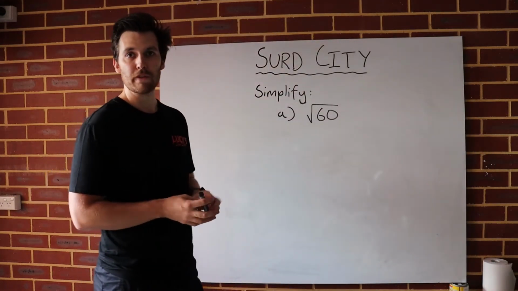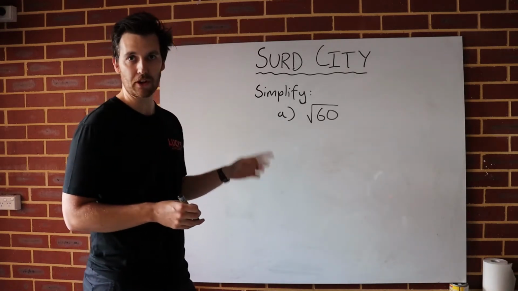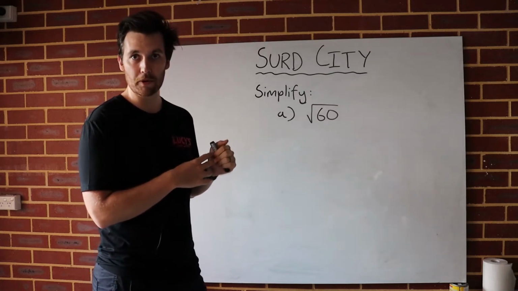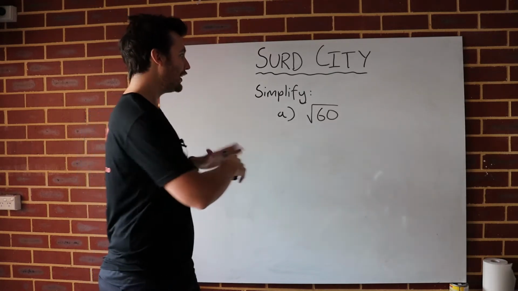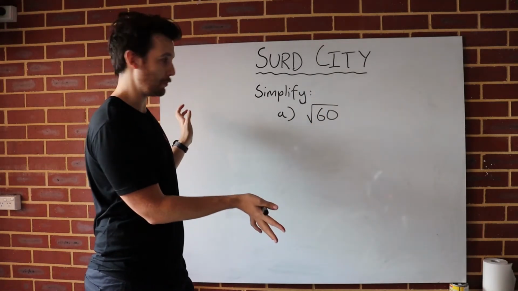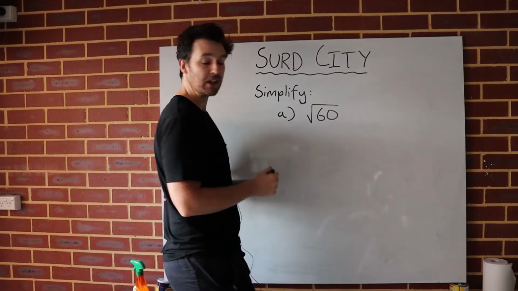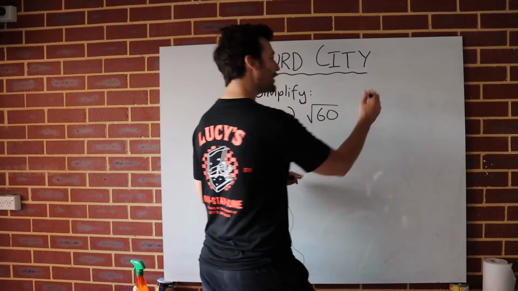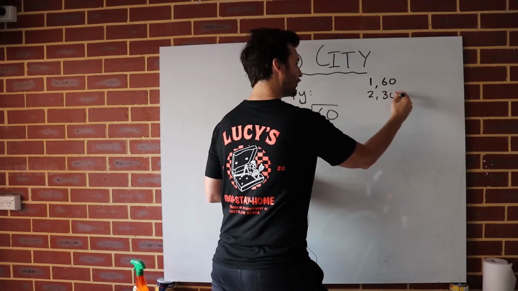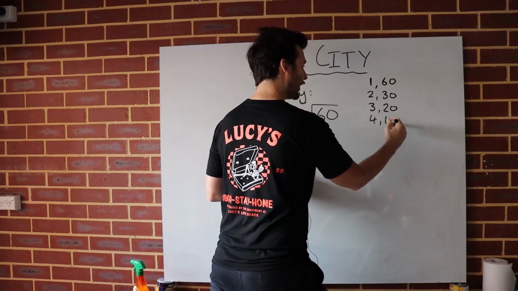All right, so the first little question here is to simplify the square root of 60. Now, remember that when we're simplifying square roots like this, what we intend to do is remove as many square number factors of the given number as possible. So to help kickstart your brain, if it's not coming to mind straight away, you could start by listing the factor pairs of the number. So in this case, 60, we've got 1 and 60, 2 and 30, 3 and 20, 4 and 15.